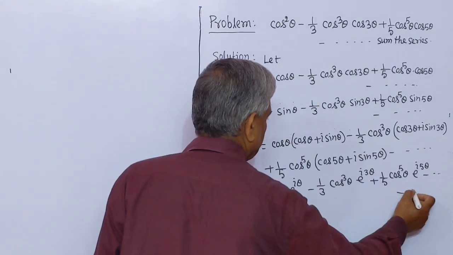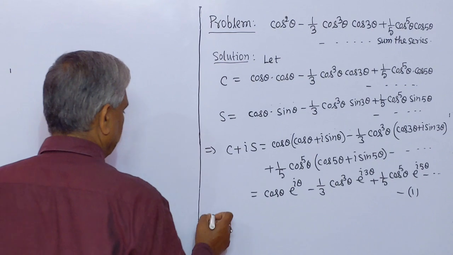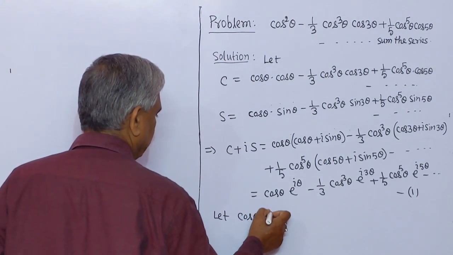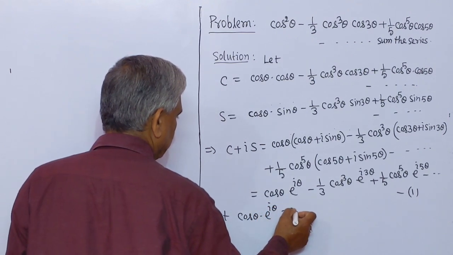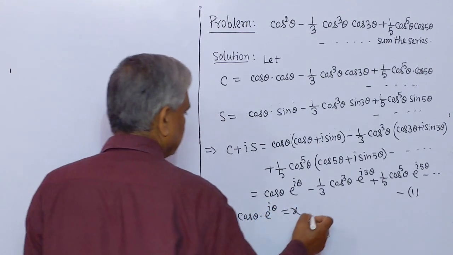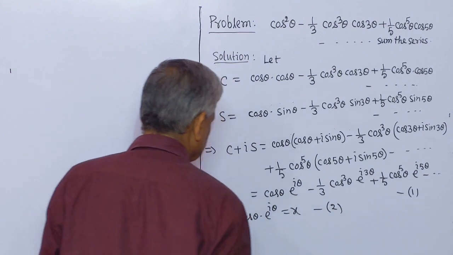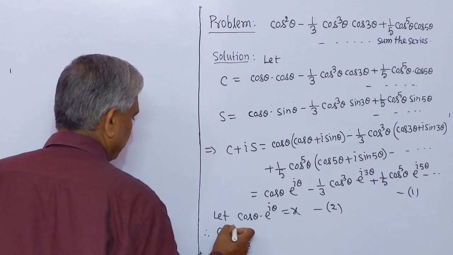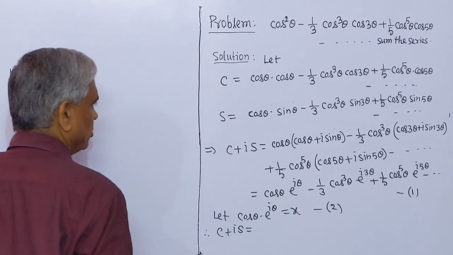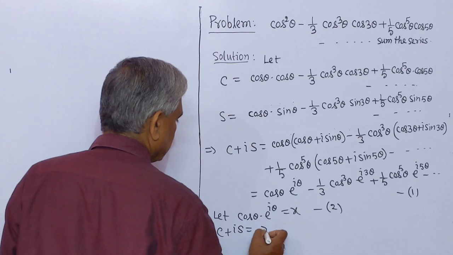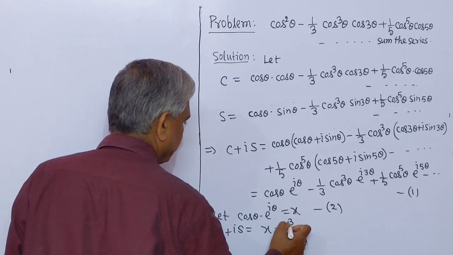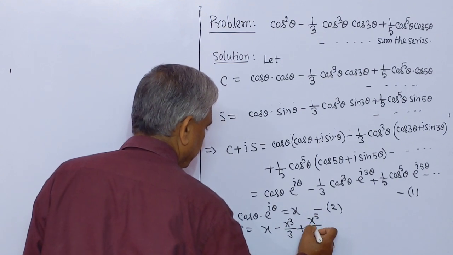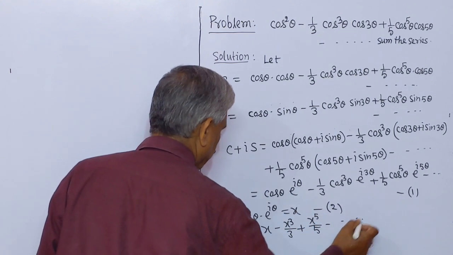Let this be number 1. Let cos theta multiply e to the power i theta equal to x. This is number 2. Therefore, 1 may be written as C plus iS equal to x minus x cube by 3 plus x to the power 5 by 5 minus dot dot dot.